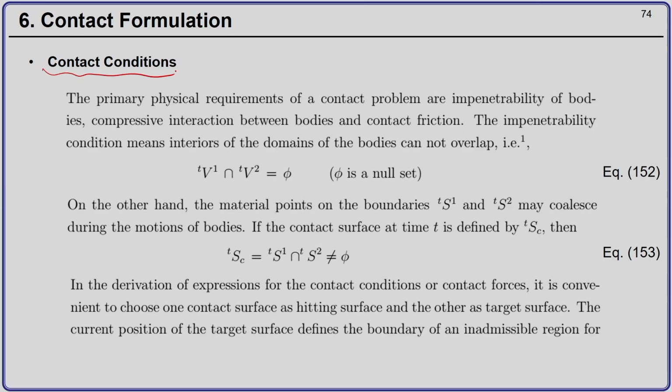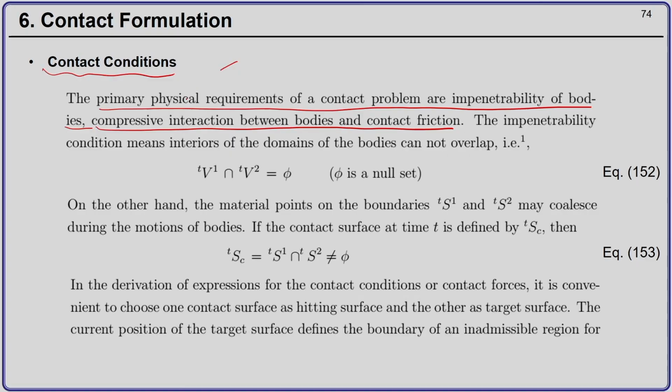First we have to write the contact conditions. The primary physical requirements of a contact problem are impenetrability of bodies, compressive interaction between the bodies, and contact friction. If you are at the macro scale and not at a very small scale where adhesion comes into the picture, and you are solving a non-adhesive contact problem, then the interaction between the bodies can only happen if the tractions between the bodies are compressive in nature.